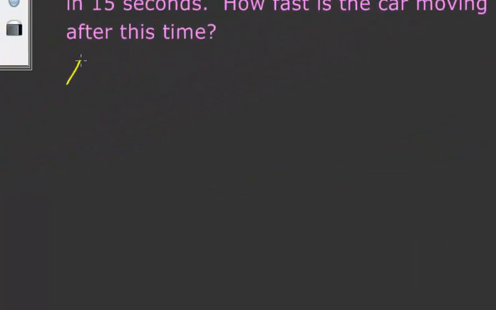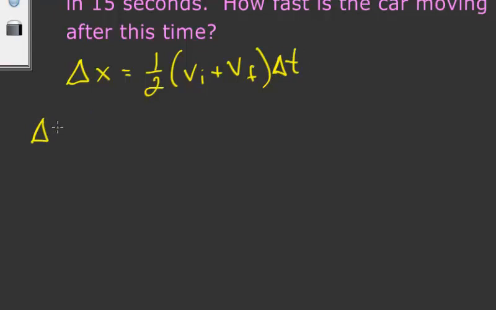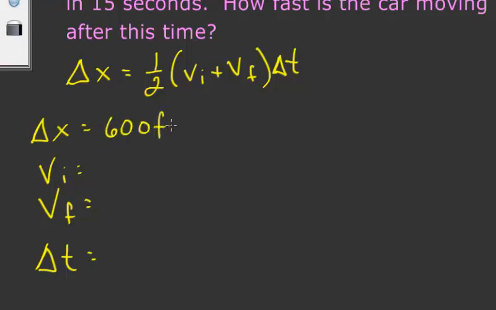So let's look at the equation of the day here. This is going to be 1/2 (VI + VF) delta t. And we'll list the variables: delta x, VI, VF, and delta t, the change in time. Now I mixed these up. Some are in the right units, some aren't. We have 600 feet, which is definitely not in meters. So I'll have to convert that here in a second.